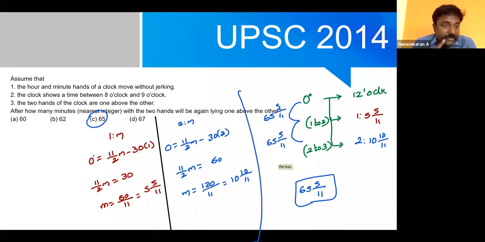If it coincided every 60 minutes, then the clock itself won't work. Understand? After 1 hour it will come to 12 o'clock only. So every 1 hour it's not coinciding. Every 65 minutes only it is coinciding. Understand? The 0 degree situation occurs once every 65 minutes.